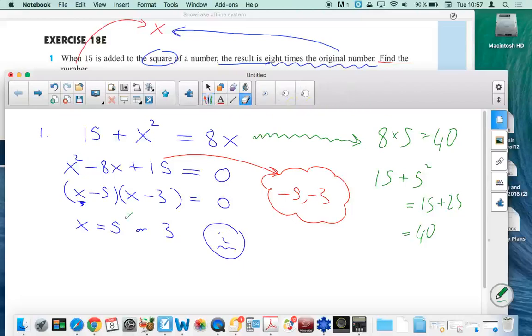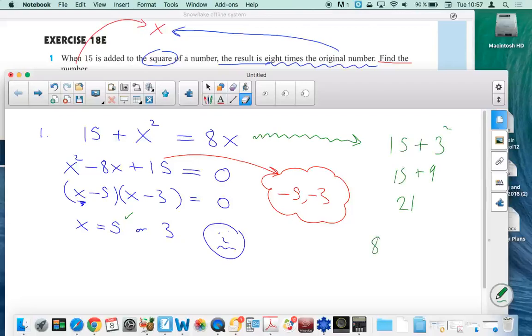Now, does that mean that the other number's wrong? Well, let's just check and see. Let's do it. 15 plus the square of the number, so that's 3 squared, so we get 15 plus 9, it's 24. And 8 times the original number also gives 24. So in actual fact there are two numbers, there are two answers to that problem. Either of these numbers would give you the correct answer.